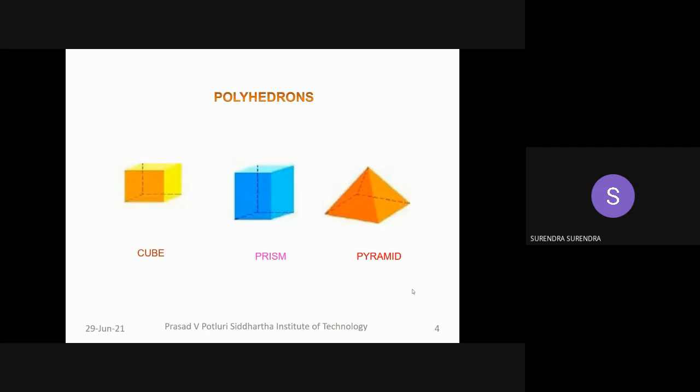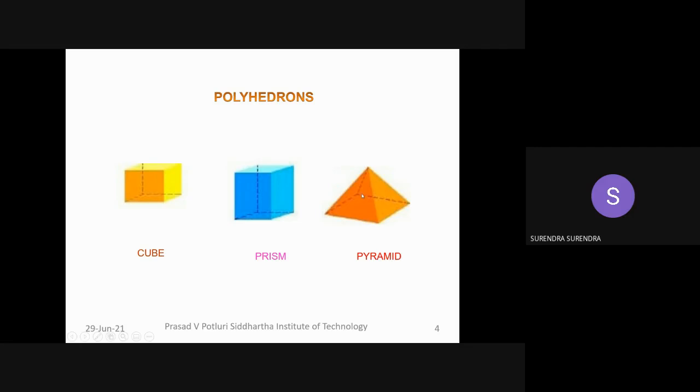So the first category of solids are polyhedrons, meaning a solid object formed by a number of plane surfaces. These surfaces may be triangle, rectangle, or square. Cube is formed by 6 squares. Prism is formed by top base, bottom base, and 4 rectangles. Pyramid is formed by a base and a number of triangular surfaces.